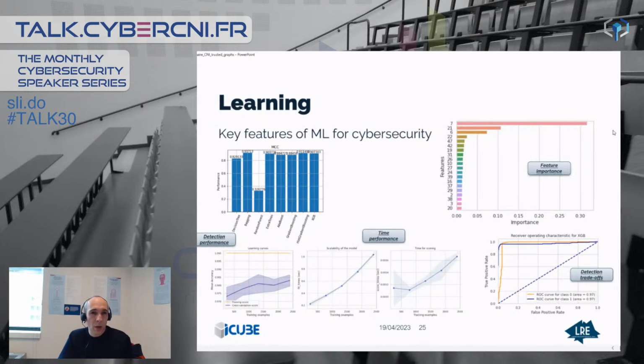So what are the key features of machine learning for cybersecurity that we also want to keep in our learning? We want to have good detection capability and be able to evaluate whether this detection is satisfactory. And so we must be very careful to use the right metrics for comparing different attacks.